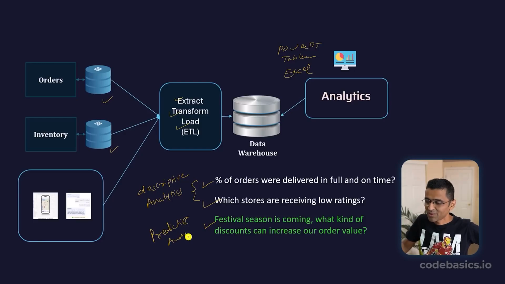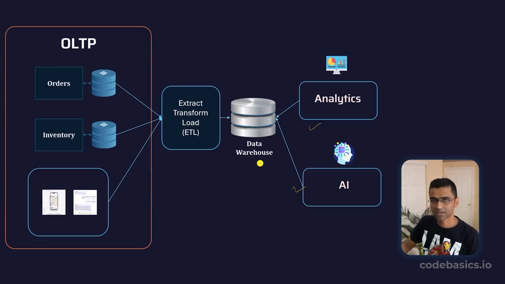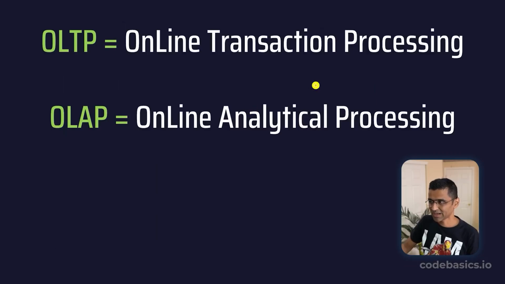And you know that for predictive analytics, you need to use AI. So data warehouse data is consumed by two teams, your analytics team and AI team. The AI team also uses this data to build models and perform predictive analytics. The first portion here is called OLTP, online transaction processing, because this is mission critical data. All your transactions are getting stored in this data. And the second portion is called OLAP, online analytical processing.